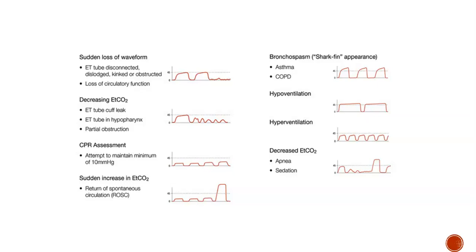But when we see that sudden increase in end-tidal CO2, it means that the patient is actively breathing again. So it's that return of spontaneous circulation. They're circulating again. So you can see right here, CPR, it's a lot lower because they're not pumping normally. We're pumping for them. And then down here, boom, we spike because they have circulation back.